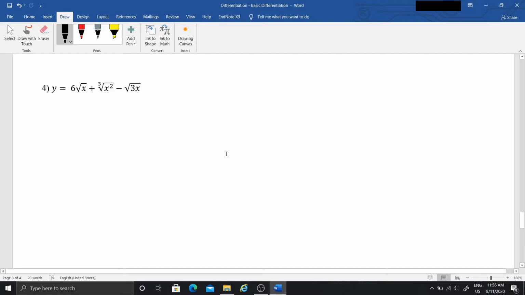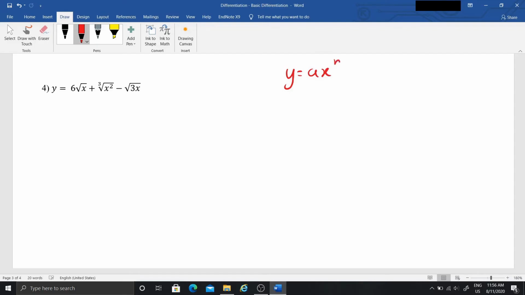Last but not least, we have another function with roots as its function. We have 3 different terms with 3 different roots. Again, let's write down our equation. y equals ax^n, dy/dx equals anx^(n-1). And let's rewrite the equation.